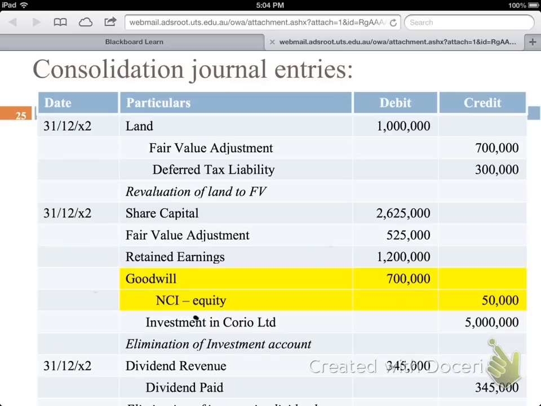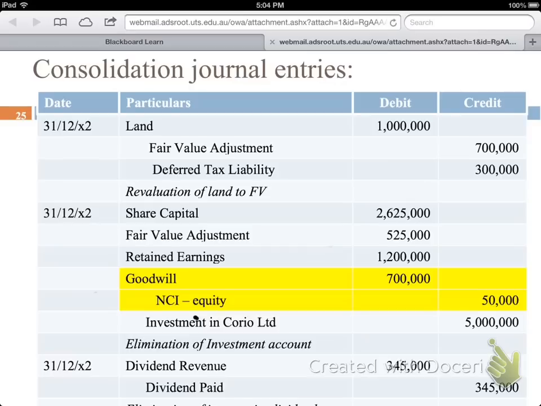So this is how the consolidation journal entries are going to be different if we're using the fair value method. Note that your consolidation entry to revalue the land is still the same, but your elimination entry is going to be different. Okay? Why? Well, your elimination entry will be different because now you'll have to calculate the goodwill for the NCI. Okay, so how do you calculate it?